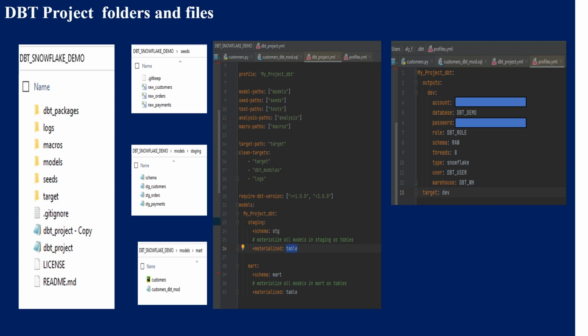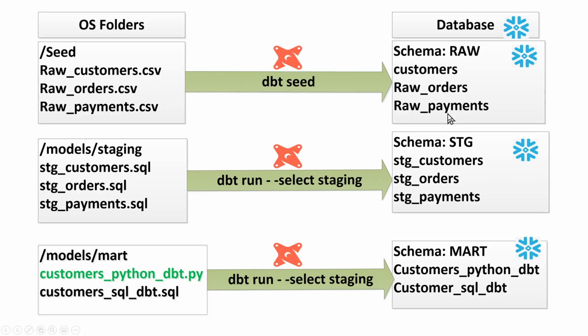The main two config files are the DBT project, which is a subset of metadata of the project. We see here the main section is models. So we have the staging folder mapped to the schema STG, and the Mart folder will be mapped to the Mart schema, and the objects will be materialized as a table. For the profile, we have all the required credentials to connect to Snowflake.